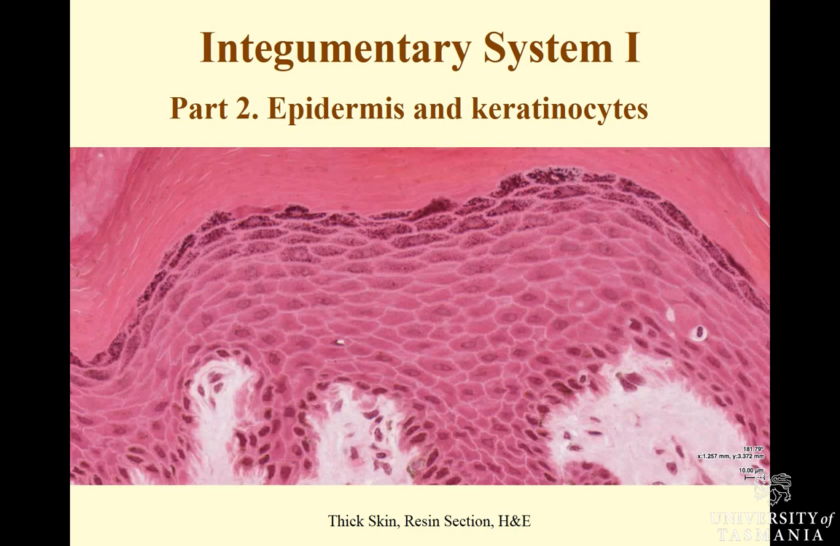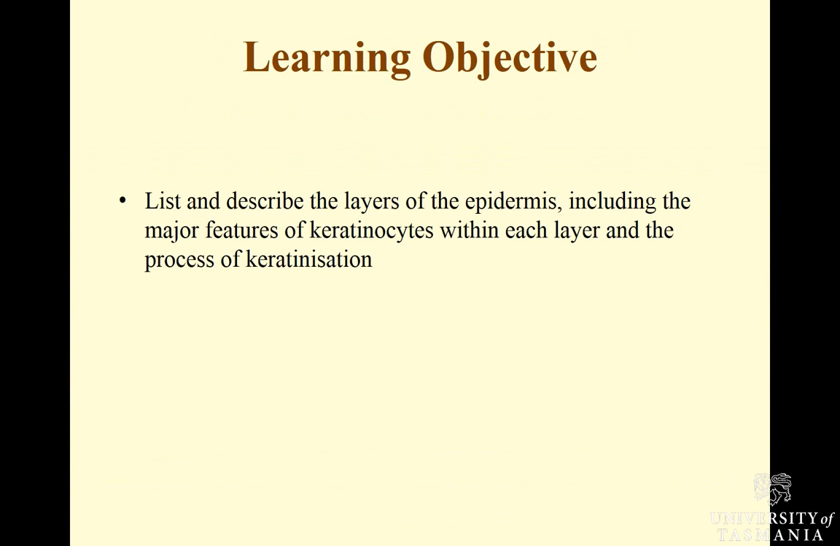Hi and welcome to this second part of the Integumentary System 1 lecture, and in this section we're going to be looking at the epidermis and the keratinocytes. So the learning objective for this section is that you should be able to list and describe the layers of the epidermis, including the major features of keratinocytes within each layer, and describe the process of keratinization.